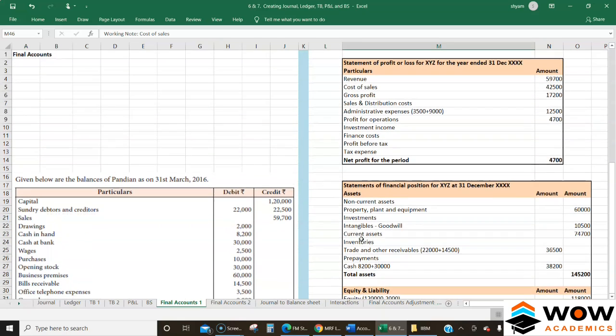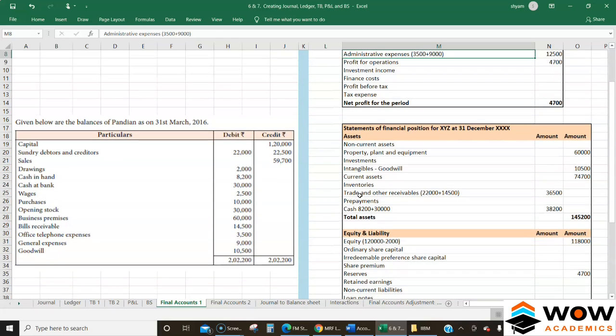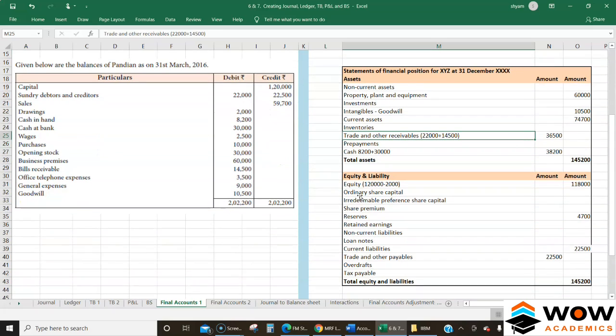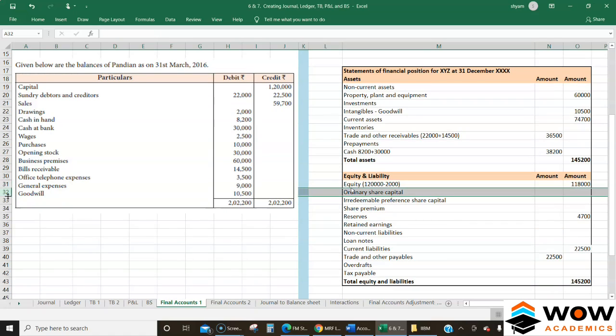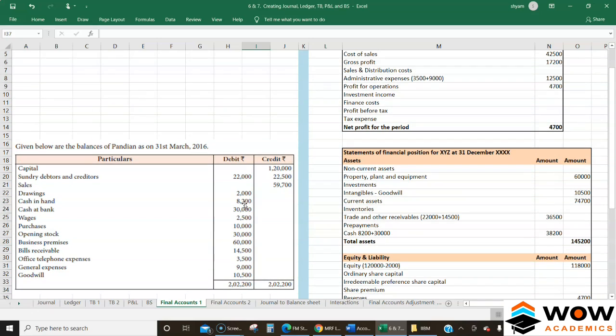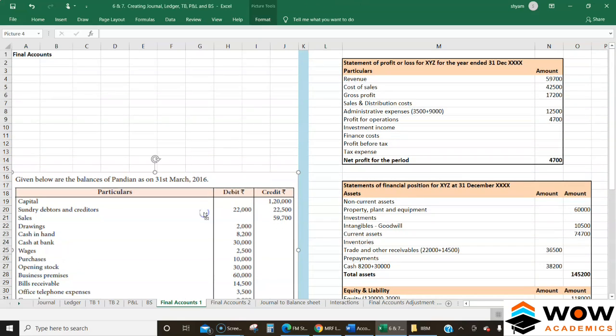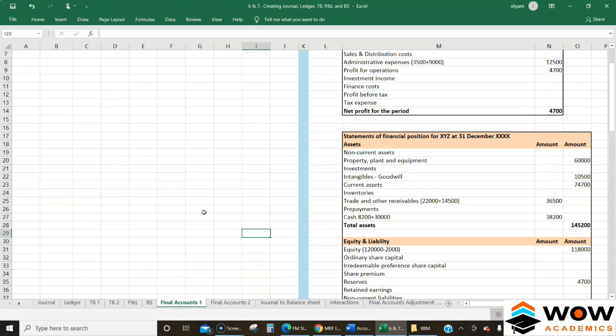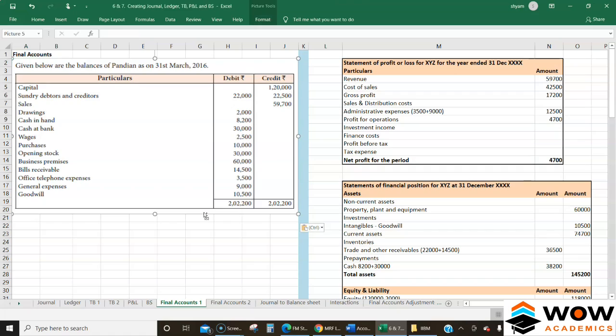But if you see that, we should have opened a working note for administrative cost, for trade receivables also we should have opened, equity also we should have opened, but we have not done that. Rather than doing that, we have simply adjusted it within the framework. We shouldn't have done that, but still it is a little bit time consuming. If you open a lot of working notes, it takes a lot of time for us.